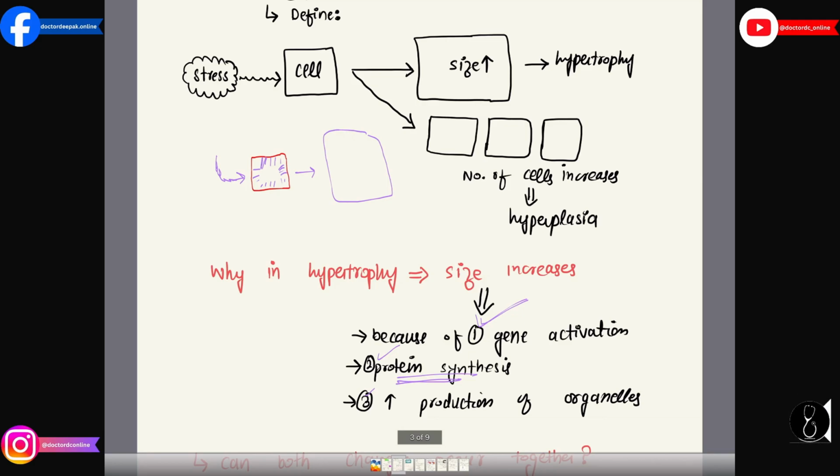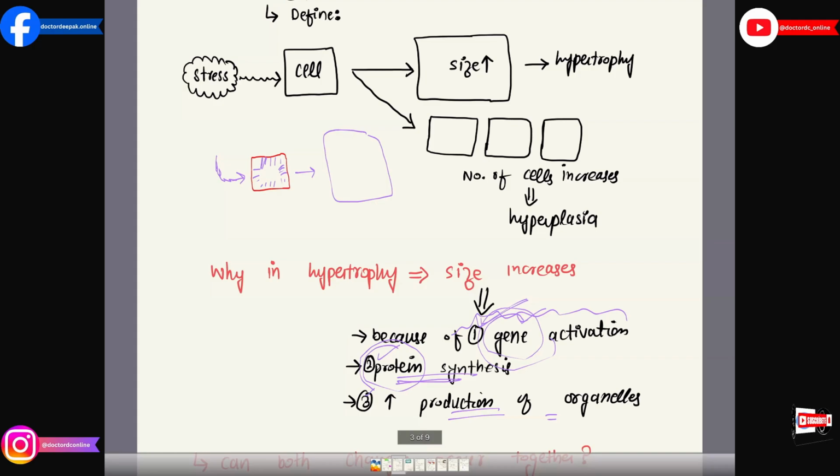Now, we know that in our body, when we are making protein synthesis, we have to activate certain kinds of genes, and genes are present in every cell of the human body. So if you are going to increase the protein synthesis, you have to activate the genetic machinery of that cell. So this is the second thing. And the third thing, whenever the cell is going to increase its size, we have to increase the production of organelles. So basically, these are the three changes which will lead to cell size increase.